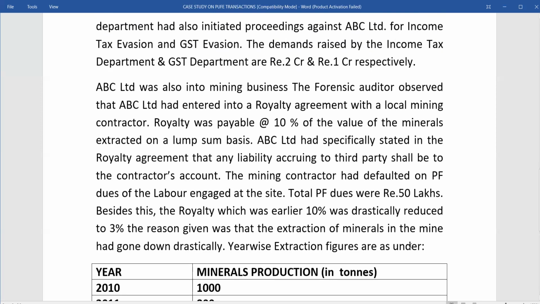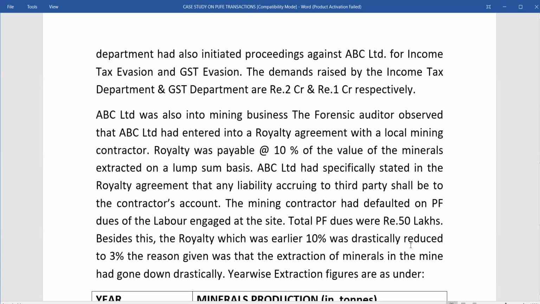Because वो क्या करते हैं भाई, 10% है, 10% का आप 6% कर लो, उसको 3% कर लिया. What happens is they take the rest of the money in cash.